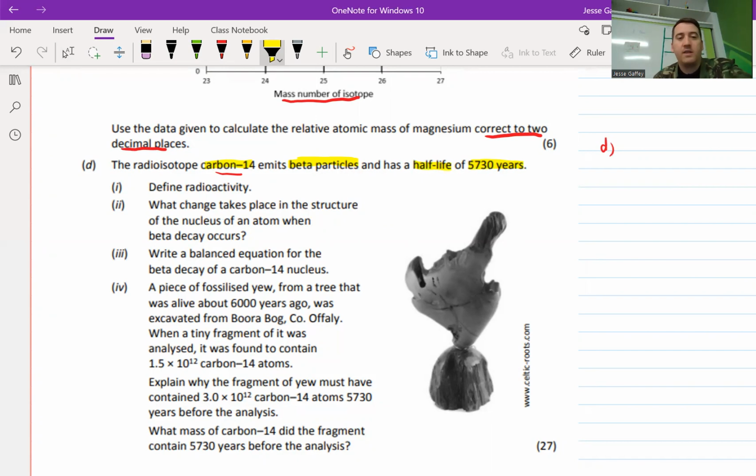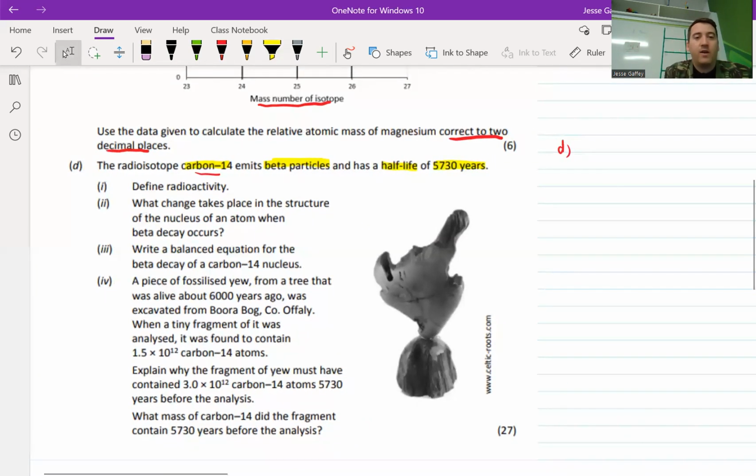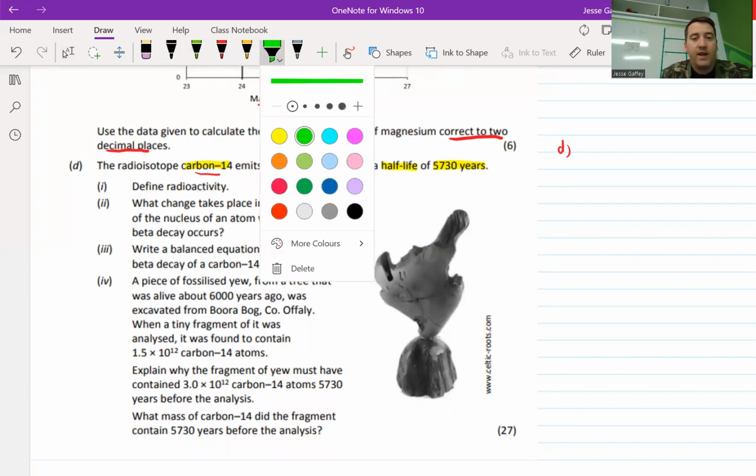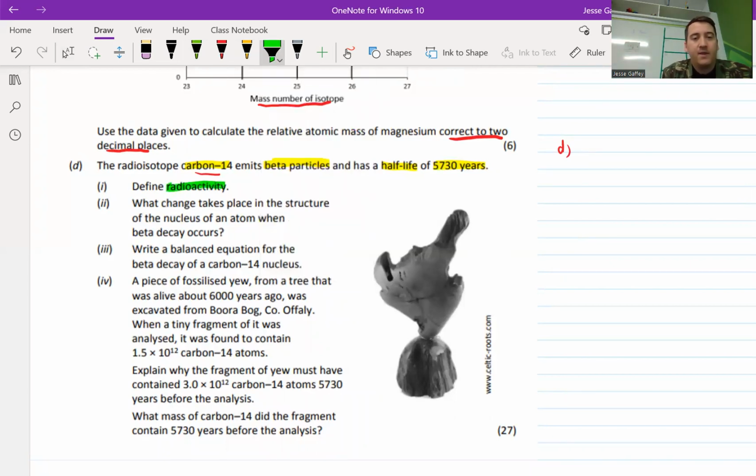All right, so the first thing we'll jump into is a definition here. It says that you guys have to define radioactivity. So part one, what is radioactivity? So describing that as best you can now. Pause the video and do that now, please.